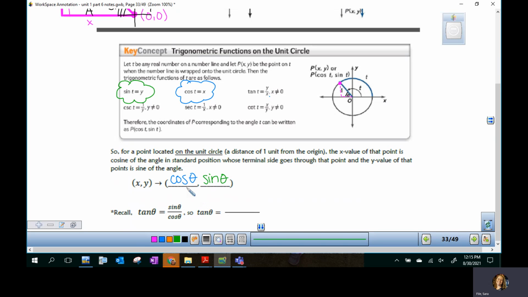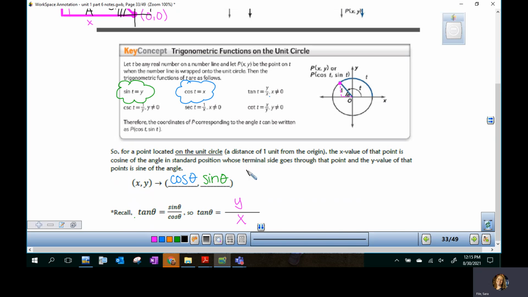Whatever your angle is, cosine of that angle is the x value of the point on the unit circle that it intersects, and sine of that angle is the y value of the point on the unit circle that the terminal side intersects. And just like we said up here, tangent is going to be y over x. Remember, back in part 1 of our notes, when we were learning those trig ratios, we showed that tangent is sine divided by cosine. And since sine is y and cosine is x, tangent is y over x.